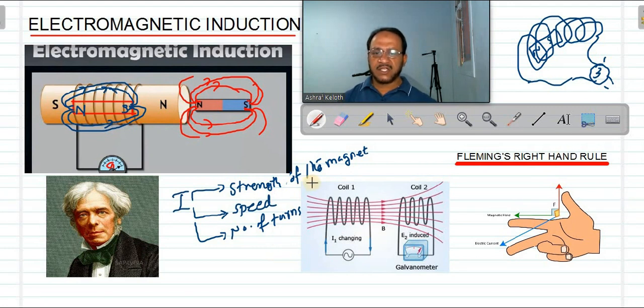By increasing the strength of magnet, if you use a stronger magnet, there will be more magnetic field lines. Then if you move the magnet, there will be sudden change in magnetic field. And if there is a large change in magnetic field, large current will be induced. The second one, if you move the magnet very fast, then also change will be very fast. If change is very fast, more current will be induced.